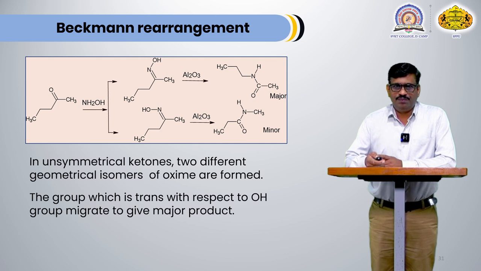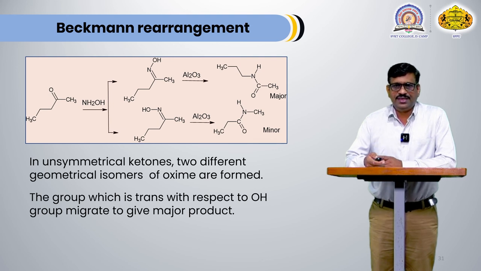This is an example of Beckmann rearrangement. It is an unsymmetrical ketone. Two different groups are attached to that carbonyl group. From one side there is a methyl group, and from another side there is a propyl group. In this case, when this compound is treated with hydroxylamine, two different oximes are formed. In one structure, OH and methyl group are on the same side. In another structure, OH and methyl are on opposite sides. And when this intermediate, that is oxime, is treated with acidic reagent, there is formation of two products. One is the major product and another is the minor product.